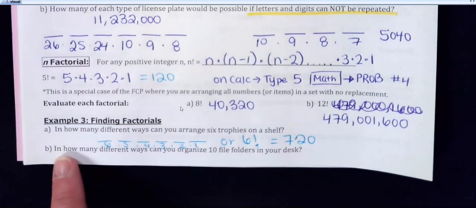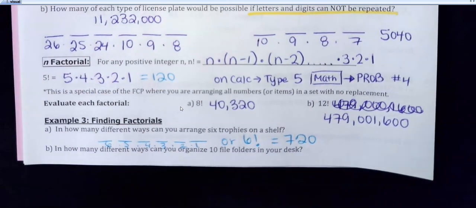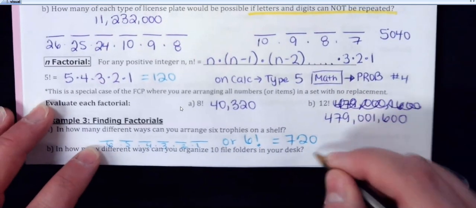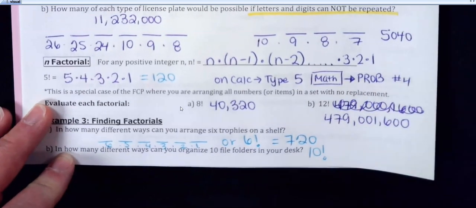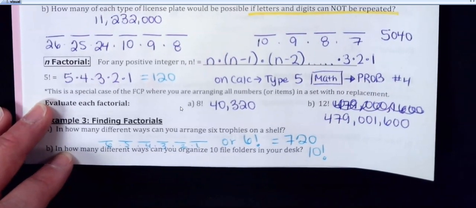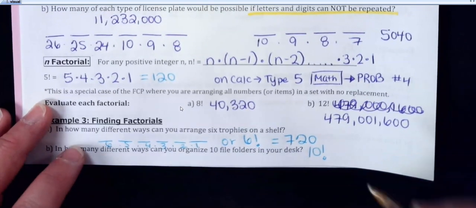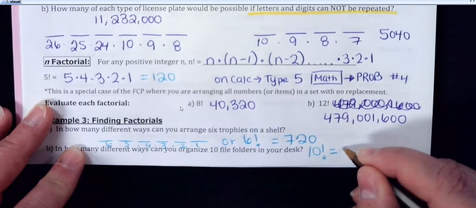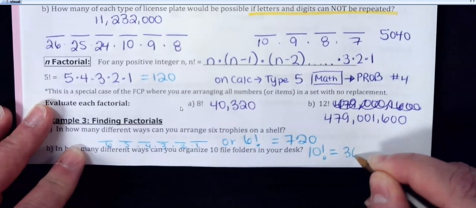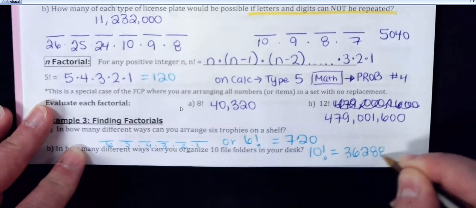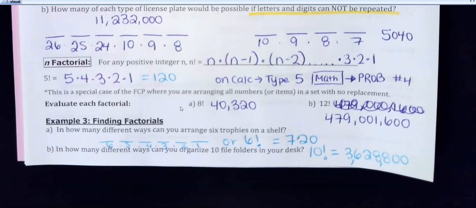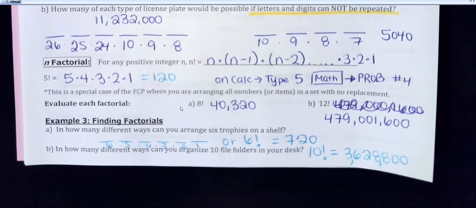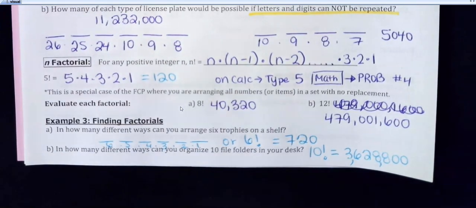So factorial is a special case of your fundamental counting principle, where you're going to organize everything. This one says, how many different ways could I put 10 file folders in my desk? Well, I could write that out, do like 10, 9, 8, 7, 6, or I could just do 10 factorial on my calculator, and that should be a lot larger than what we just did. I got 3,628,800 options for putting 10 file folders in a certain order in my desk. Is anybody having a question?